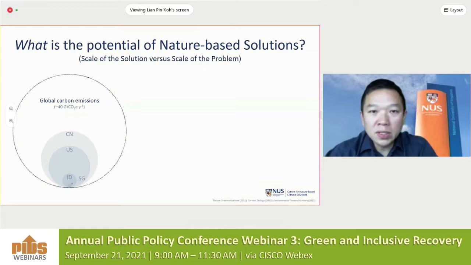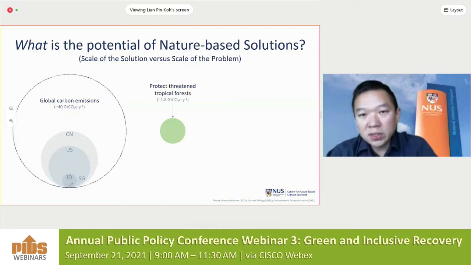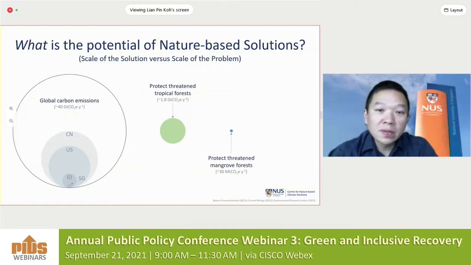Recent research from our center at NUS shows that by protecting threatened forests across the tropics, we can avoid the loss of almost 2 billion tons of CO2 per year. This is greater than the emissions of Indonesia and Singapore combined. Our research also shows that by protecting threatened mangrove forests alone, we can avoid the loss of some 30 million tons of CO2 per year. But that is not all.